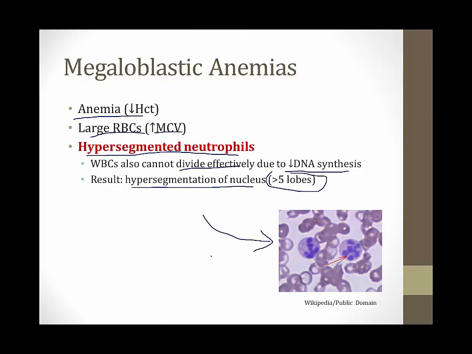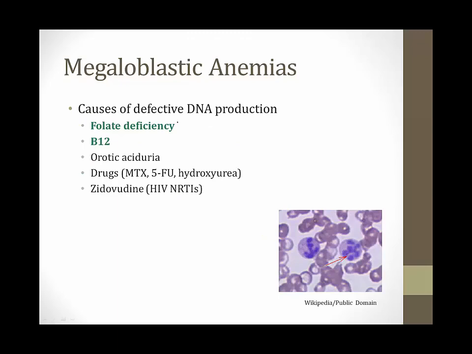You should get used to seeing this picture and be able to recognize it because it's commonly shown in exams to test whether students can recognize that that is a finding that indicates a megaloblastic anemia. There are a number of causes of defective DNA production that can lead to a megaloblastic anemia, and if you're preparing for step 1, I recommend that you learn all of these causes from the biochemistry perspective.